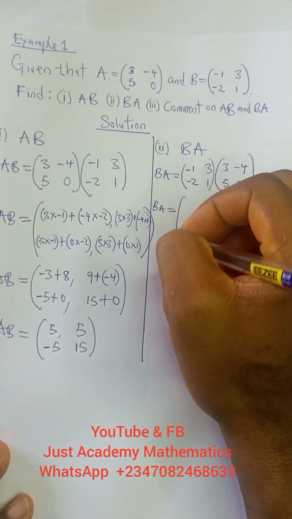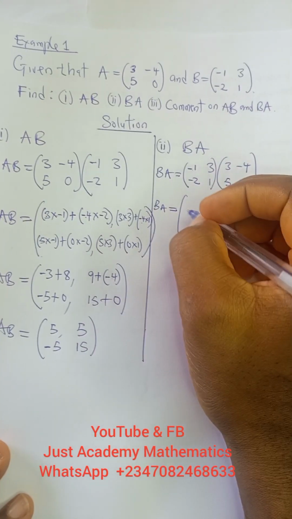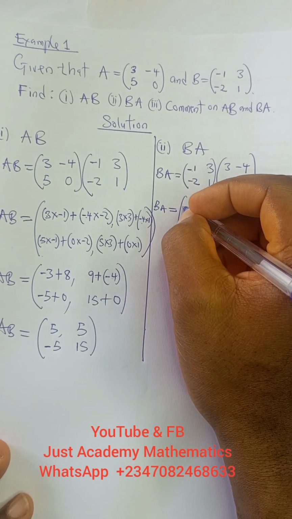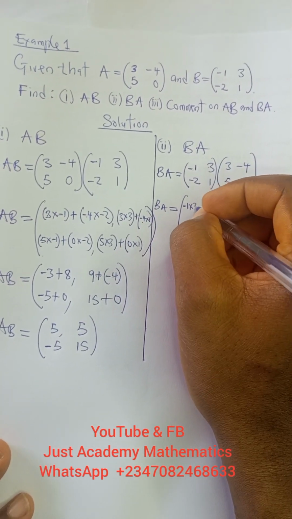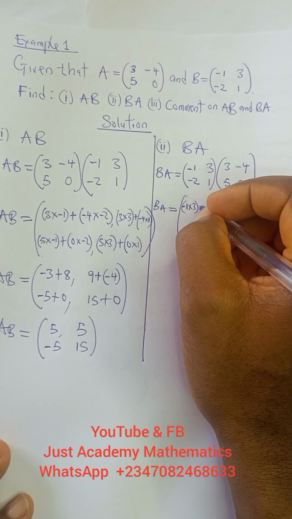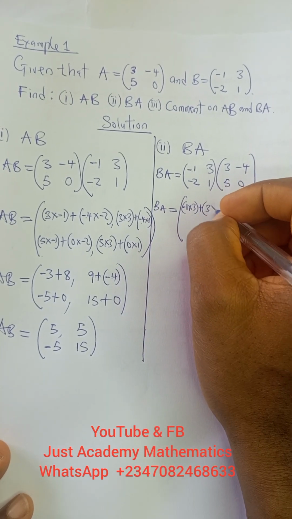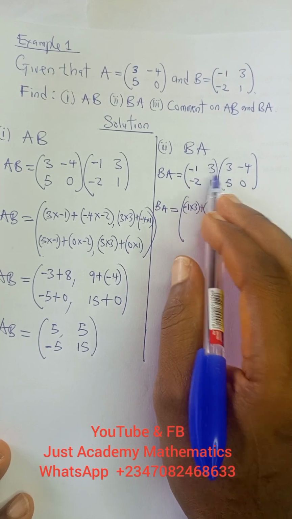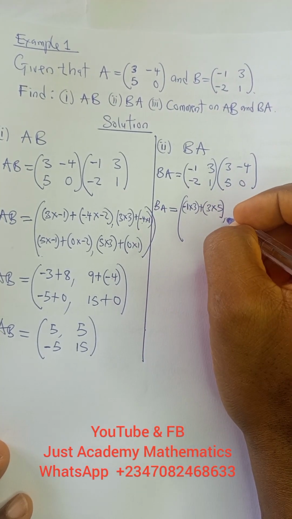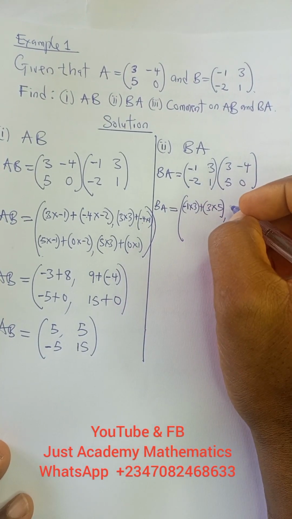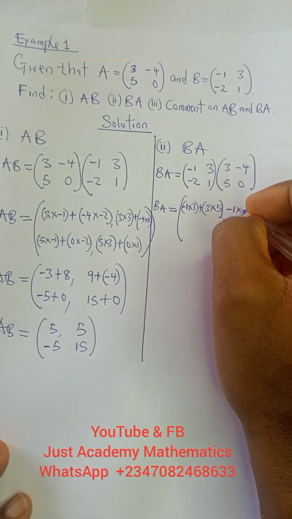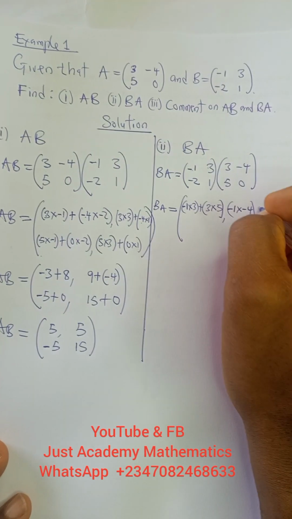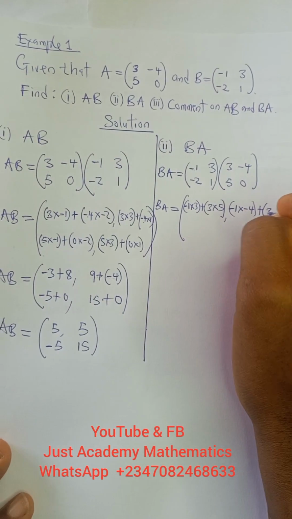BA is equal to, now minus 1 will times 3, 3 will times 5. So we have minus 1 times 3, then plus 3 times 5. That is this times this. Minus 1 times this, 3 times 5. That is the first possibility. Now the second one is minus 1 times minus 4. Then plus what? 3 times 0.